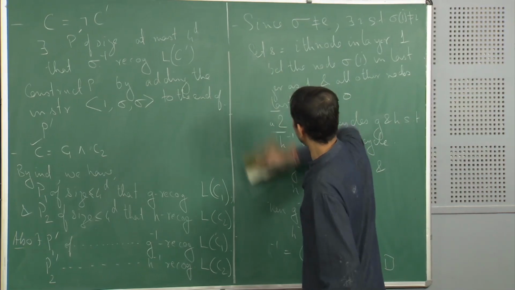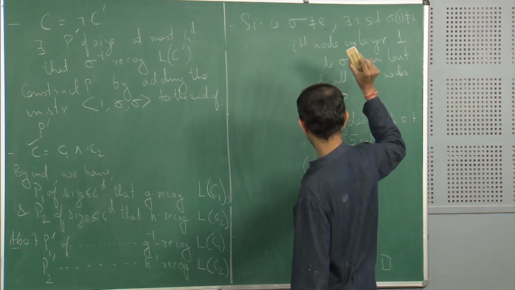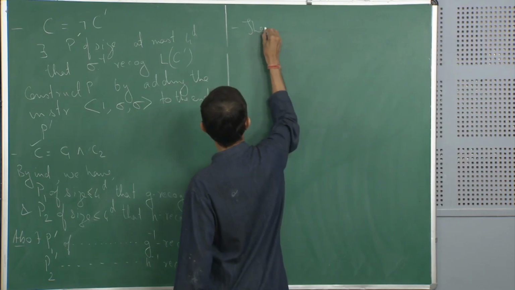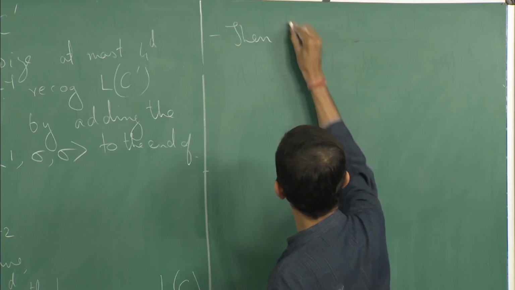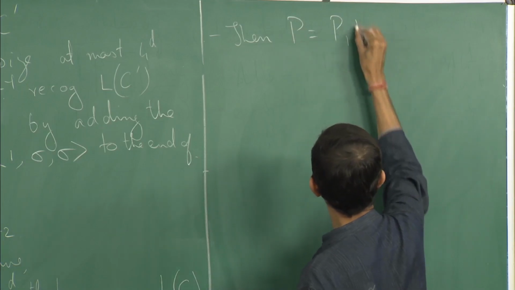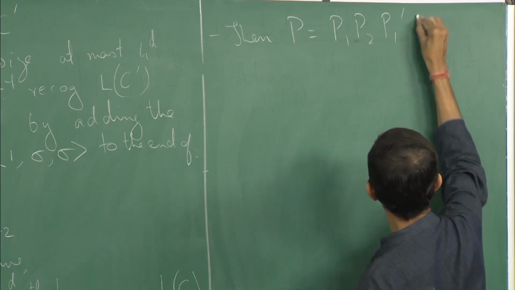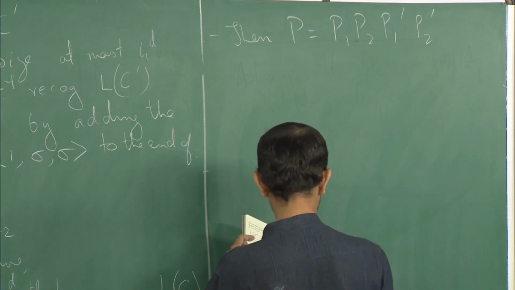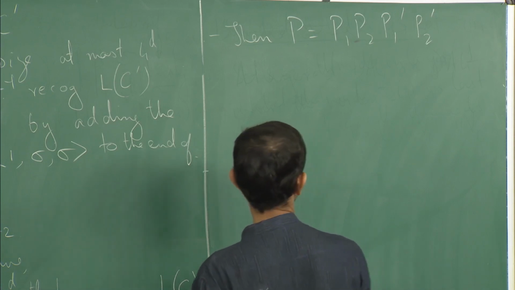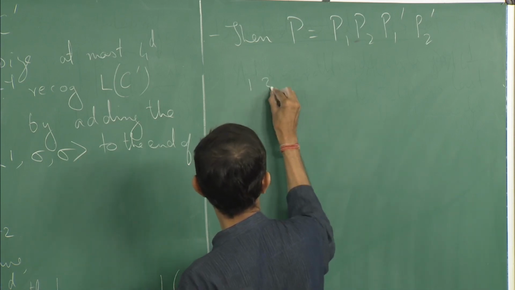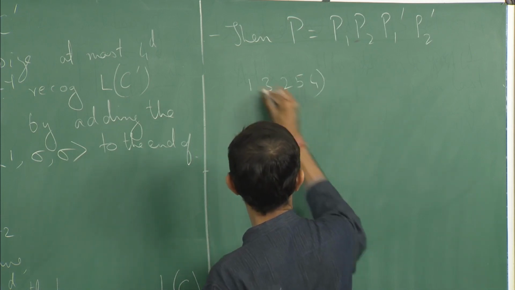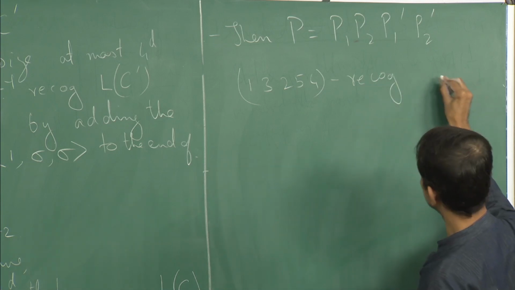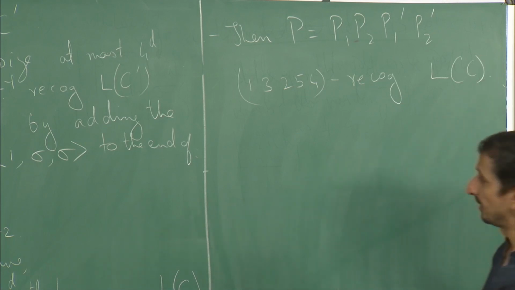Now what we claim is the following. Then P, which is equal to P1, P2, P1 prime, P2 prime, with the special permutation 1, 3, 2, 5, 4, recognizes L of C. Okay, how is that?